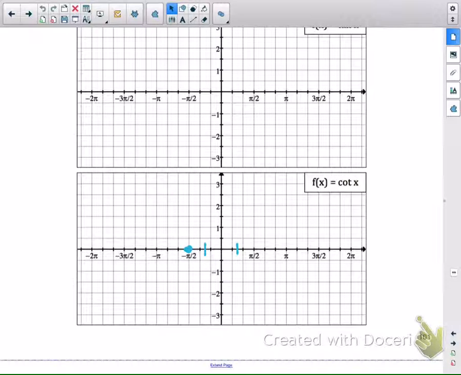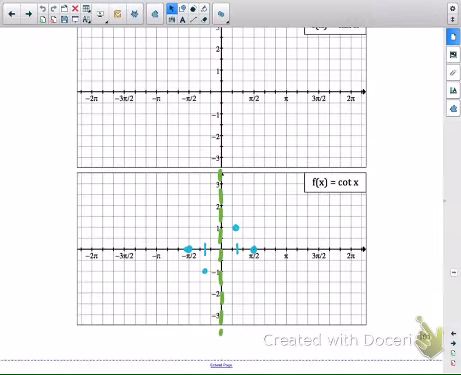In our table, we have the cotangent at negative pi over 4 is what? Negative 1. At 0, what do we have? An asymptote. At pi over 4, we have 1. And at pi over 2, we have 0. We currently don't have a great picture of what this looks like.